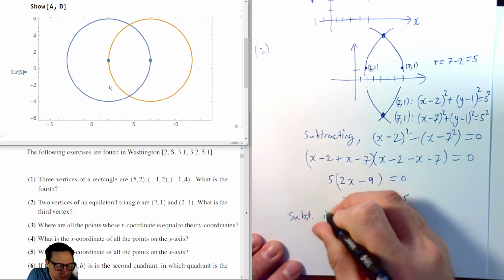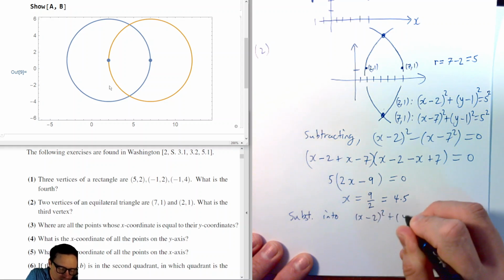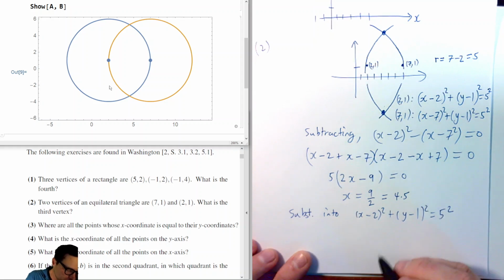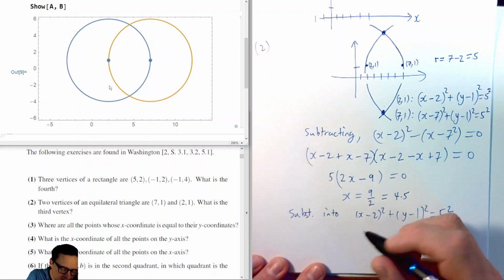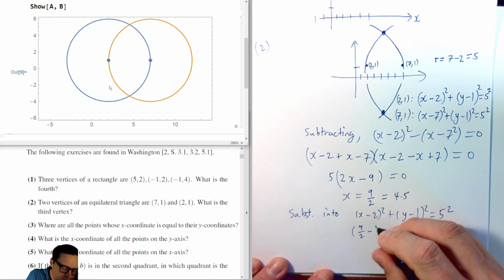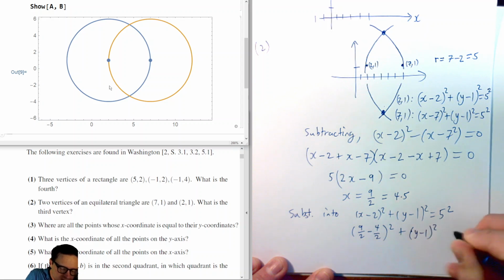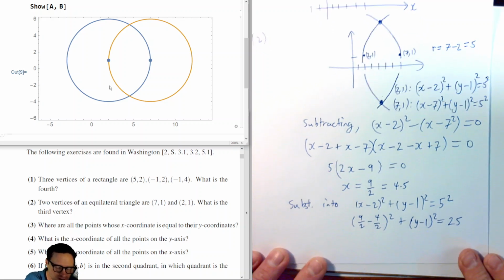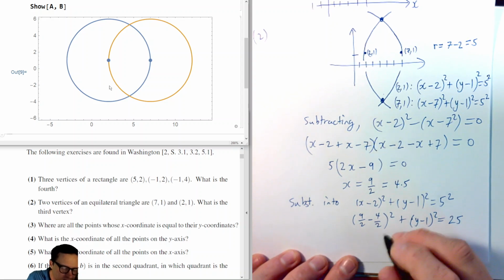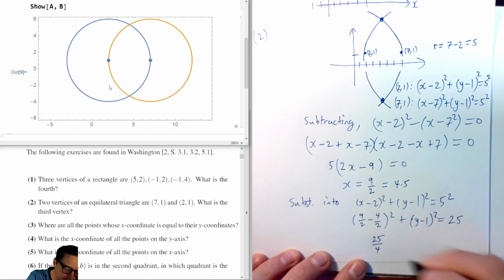So substitution into (x minus 2) squared plus (y minus 1) squared is 5 squared. And so we have (9 over 2 minus 2), and 2 is 4 over 2. That gets squared plus (y minus 1) squared is 25, which is 5 squared. Okay, so 9 minus 4 is 5, 5 over 2. So 5 squared is 25. 2 squared is 4.